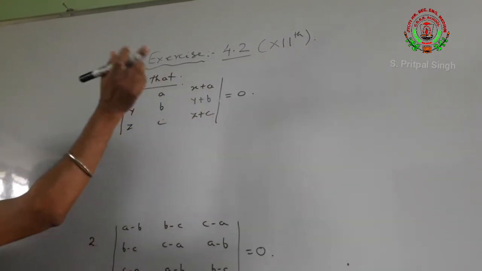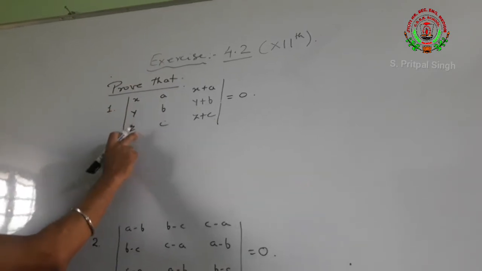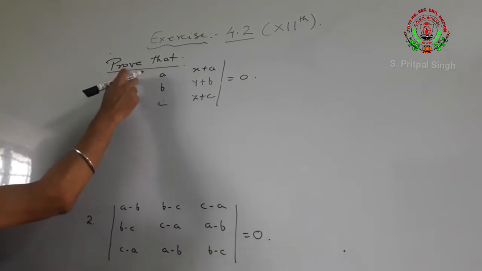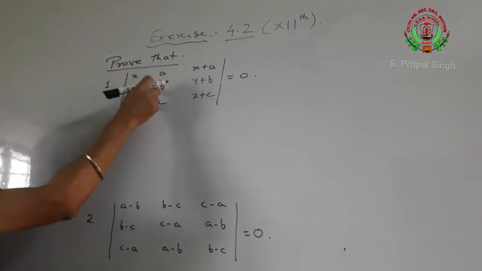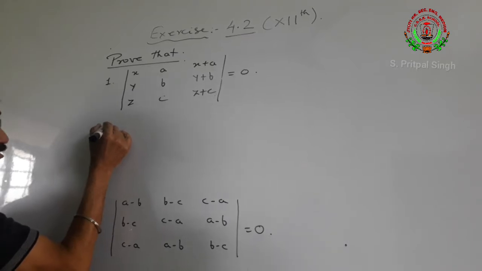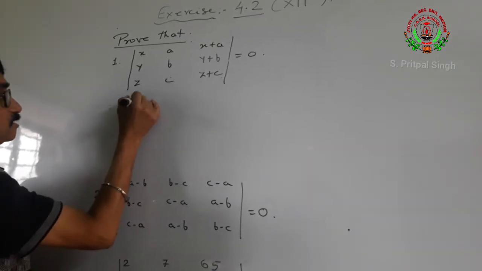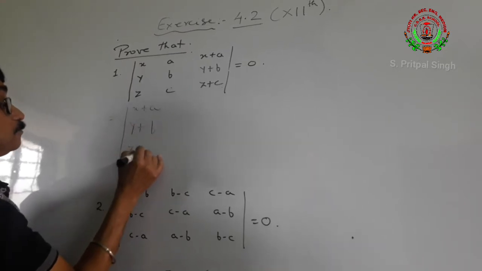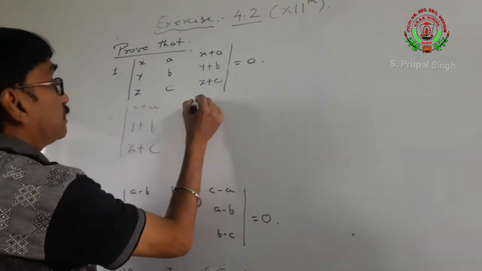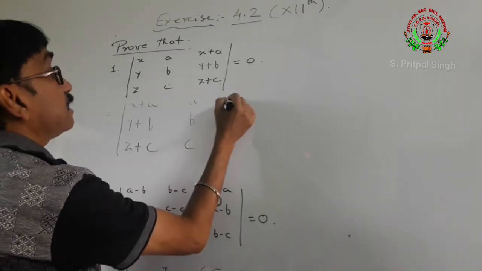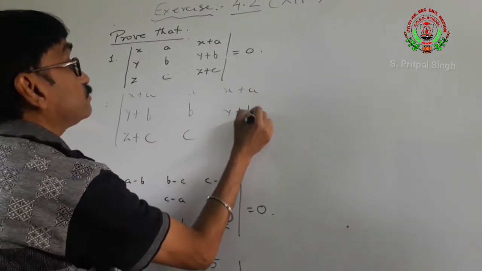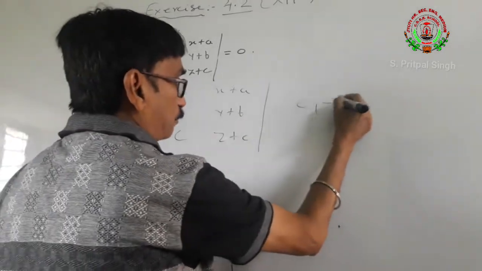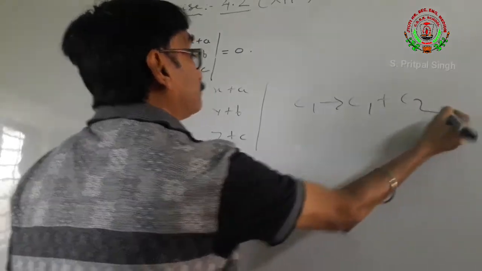Now if we are going to change C1 by adding the elements of C1 and C2, we will get in here in C1 x plus a, y plus b, z plus c. You can see here that x plus a, y plus b, z plus c, a, b, c, x plus a, y plus b, z plus c. As we have done this property, C1 is equals to C1 plus C2.